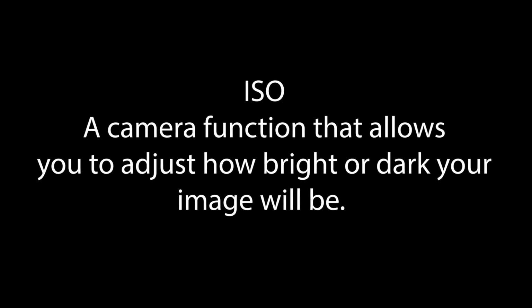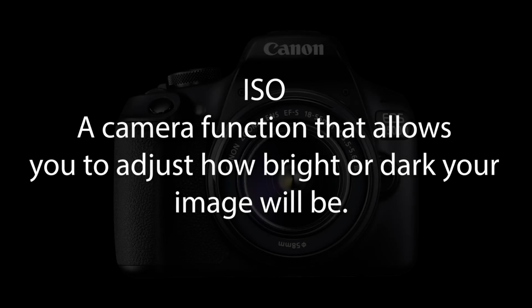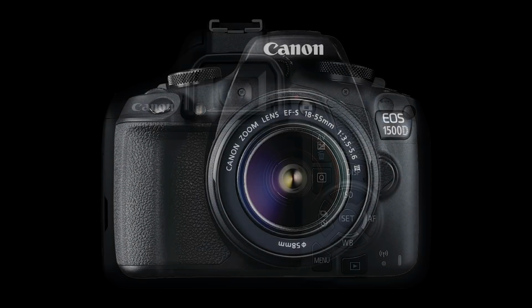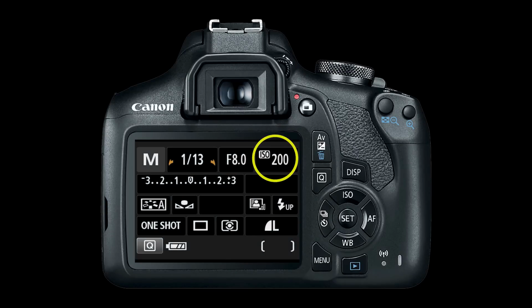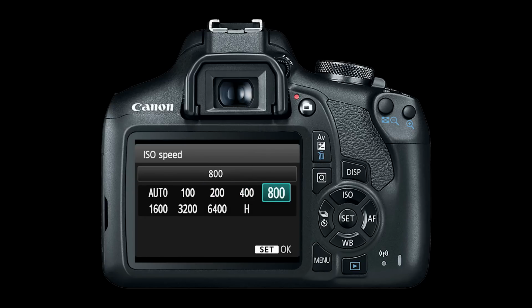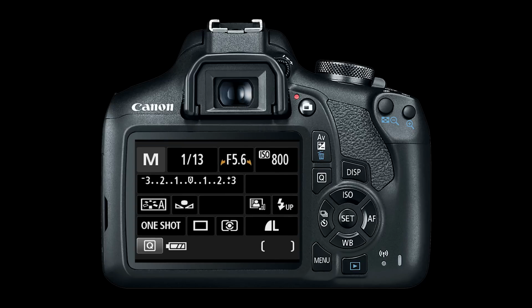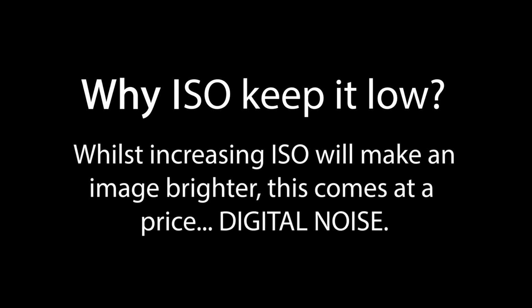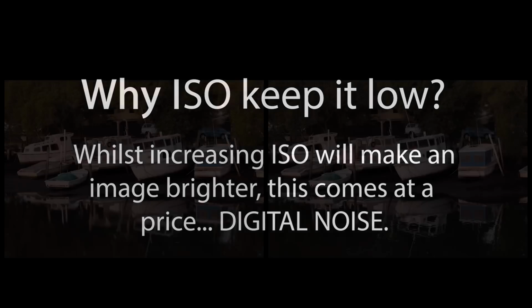What is ISO? ISO is a camera function that allows you to adjust how bright or dark your image will be. But as well as ISO, there are also two additional ways to adjust exposure. These are aperture and shutter speed. Adjusting any of these will affect how bright or dark the image will be, and this is indicated by the camera's light meter. Whilst increasing ISO will make an image brighter, this does come at a price: digital noise.